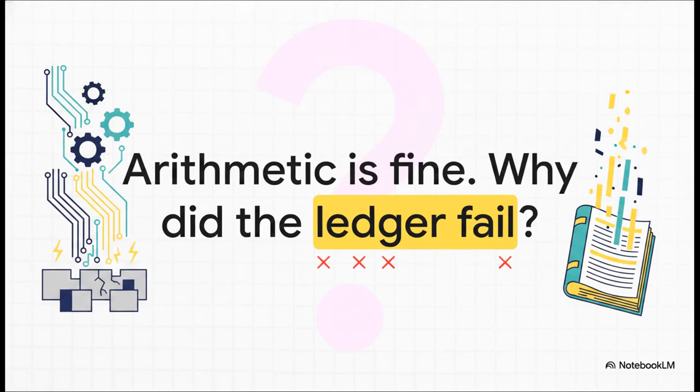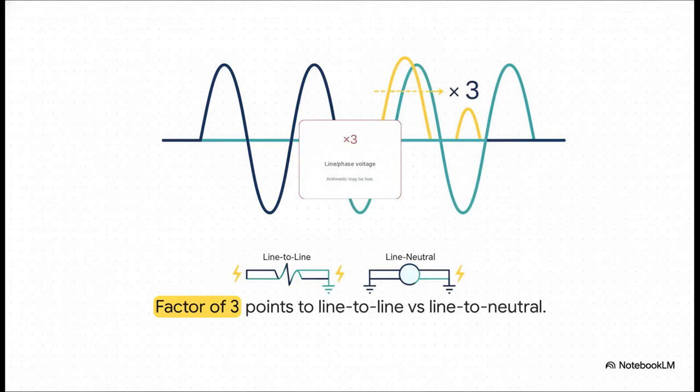So, at its core, per-unit calculation is just simple division. Super basic. Yet we constantly end up with these wildly incorrect answers. Why does this happen? Well, because while the division is easy, choosing a coherent base set across a massive, complex power system is surprisingly difficult. Your arithmetic might be perfectly fine, but if your base ledger failed, if your foundational assumptions just aren't aligned, the whole calculation completely collapses.